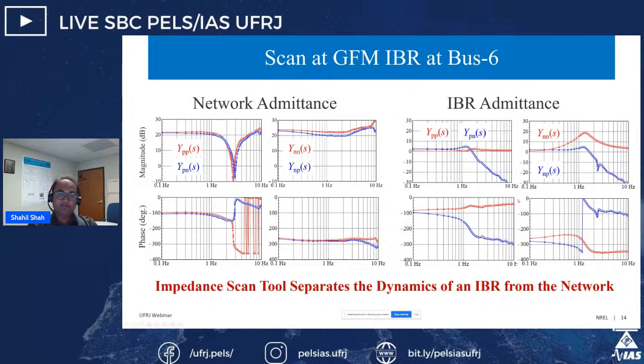In a way, the impedance scan tool, or impedance-based analysis, decouples the dynamics of the IBR from the network, because now you are seeing the network admittance without this IBR, which is there at the terminal of the IBR. And you are also seeing the IBR admittance. So it gives you basically the dynamics of the network without the IBR and then the IBR without the network. You can use this information to understand how the IBR is impacting different oscillation modes of this power system.